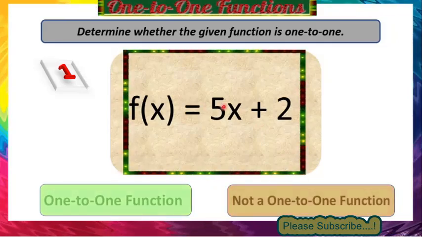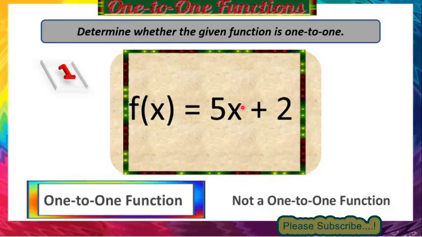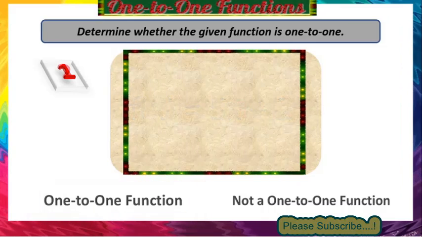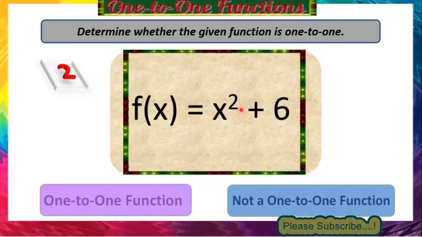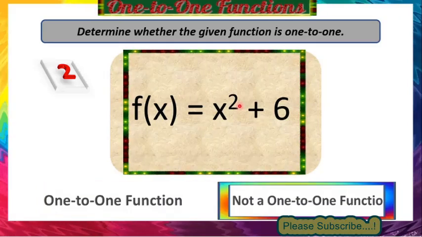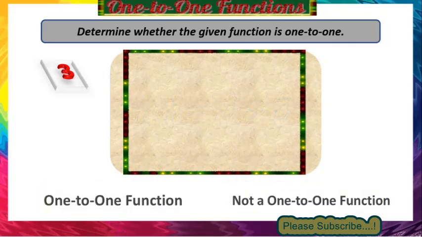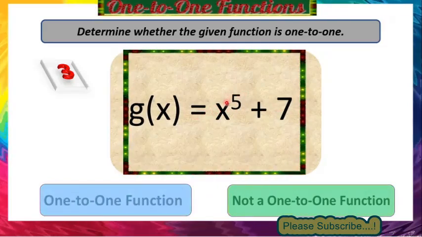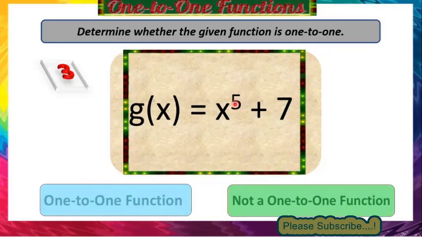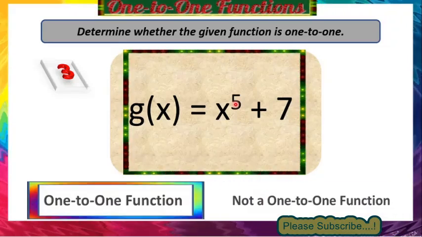So for this, the highest exponent is 1, so that is an odd number. So this is a one-to-one function. What is 2? f of x equals x squared plus 6, so it's clearly an even number, 2, so that is not a one-to-one function. How about this one? g of x equals x to the 5th plus 7, so the highest exponent is 5, which is also an odd number. So this is a one-to-one function.